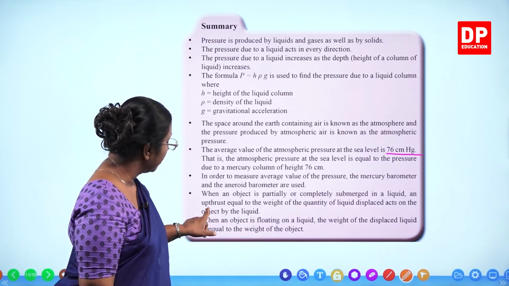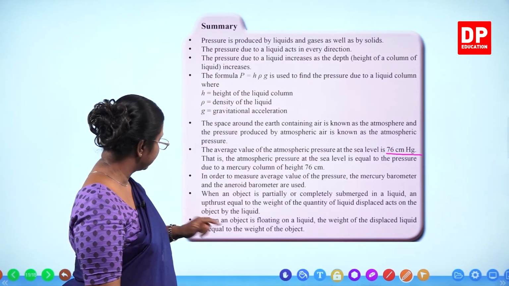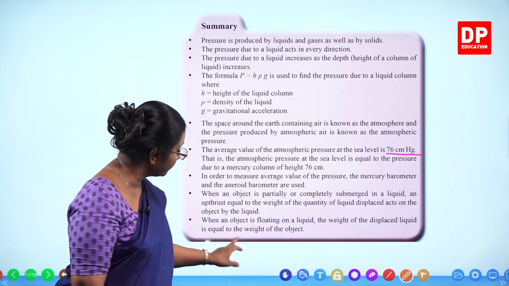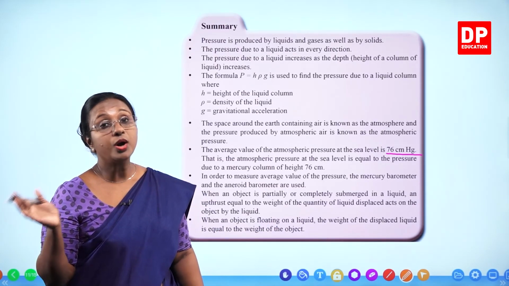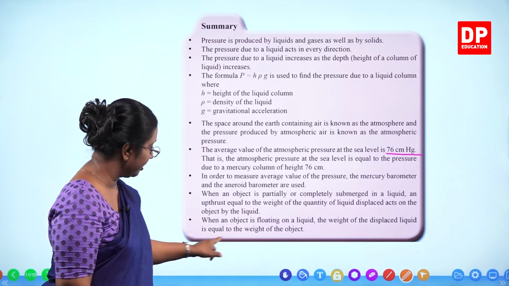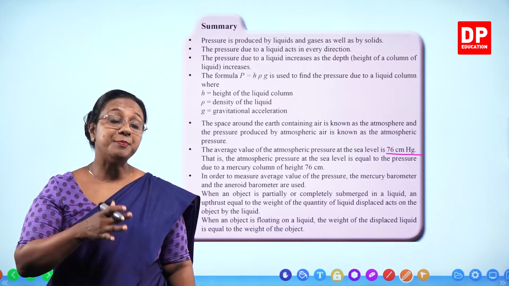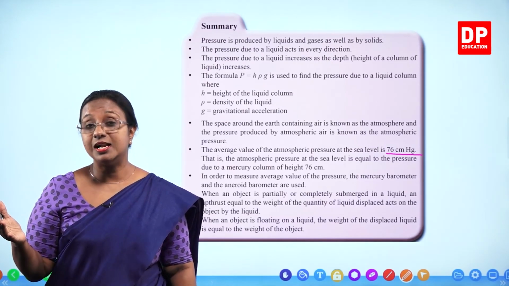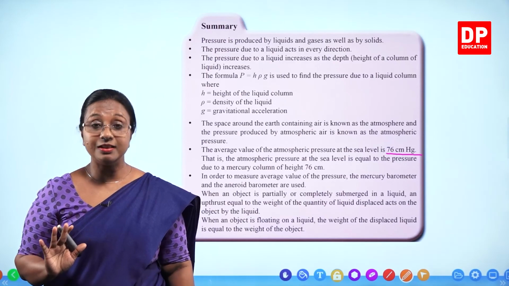And finally, when an object is floating on a liquid, the weight of the displaced liquid is equal to the weight of the object. So when an object is floating on a liquid, it can be partially or completely submerged. The weight of the liquid displaced is equal to the weight of the object. So that means the upthrust is equal to the weight of the object. There is no resultant force. There is no apparent weight. You all can remember that.